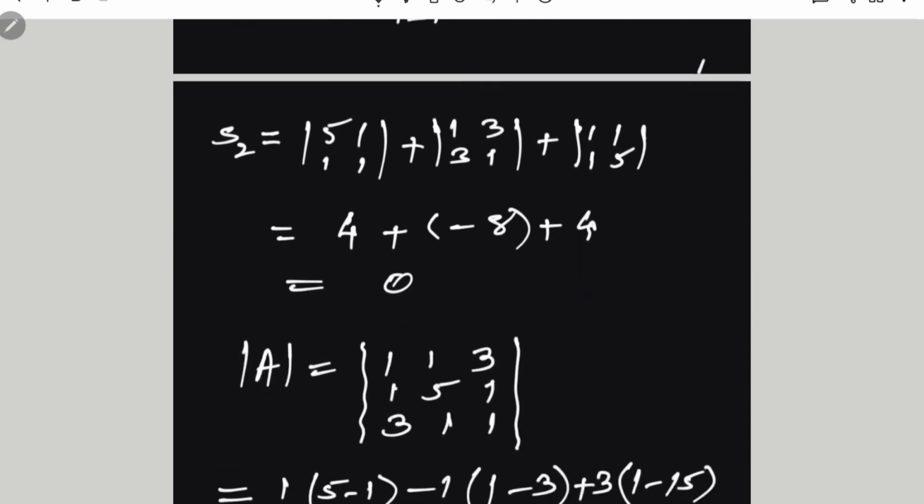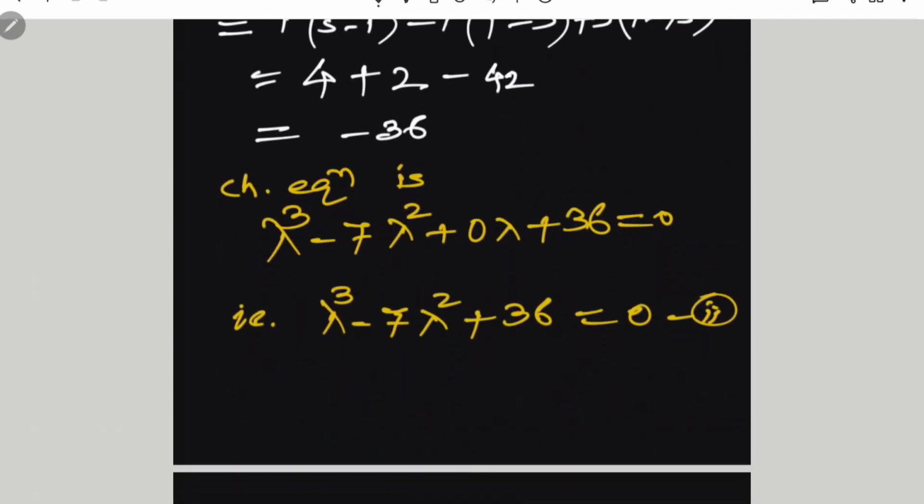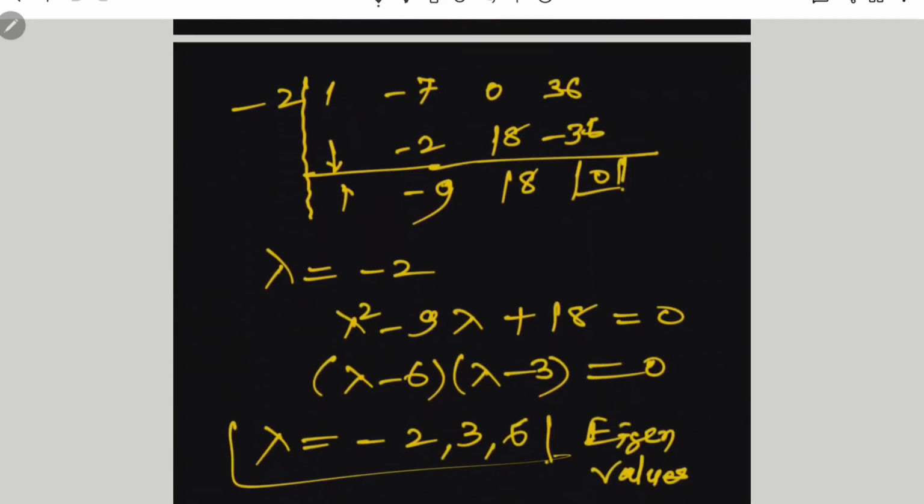Then the second property: determinant of A is minus 36. That must be equal to the product of these eigenvalues. Therefore, 6 into minus 2 is minus 12, and 12 into 3 is 36, with the minus sign, therefore minus 36. The product is equal to the value of the determinant. The second property is also satisfied, and as both are satisfied, the values obtained are correct.